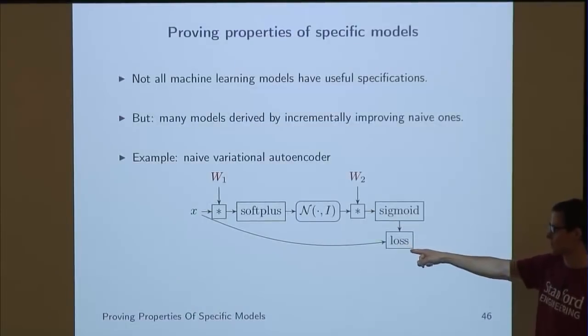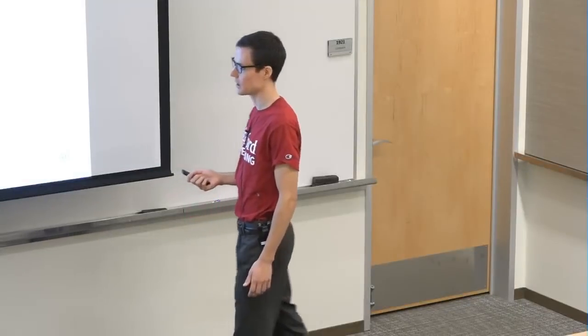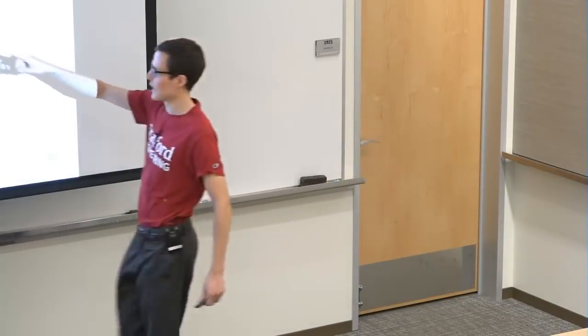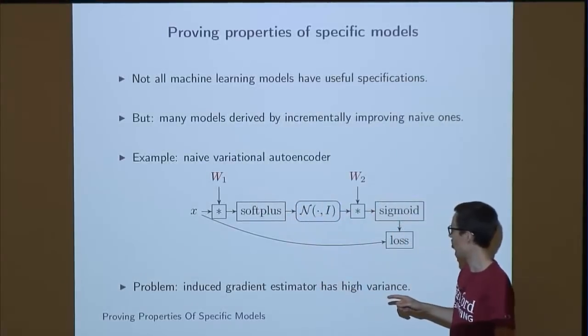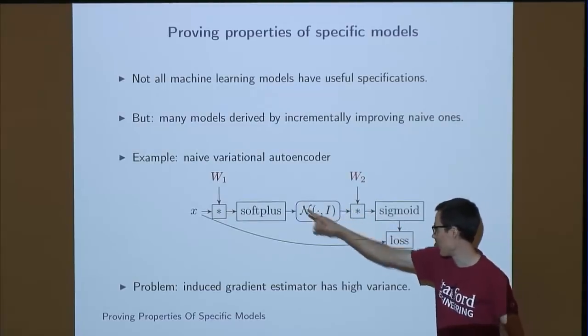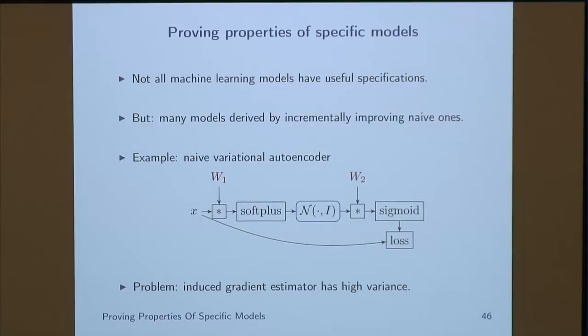And then your loss function is going to look at the old x and the reconstructed x and penalize you for the differences. So the goal is to reconstruct x while you have to funnel it through a small number of bits. Now, this is a really nice model intuitively, but it has some problems. The induced gradient estimator will have very high variance, because a random variable appears on the path between the parameters you're interested in and the loss function. So backpropagation cannot be applied in a straightforward way.